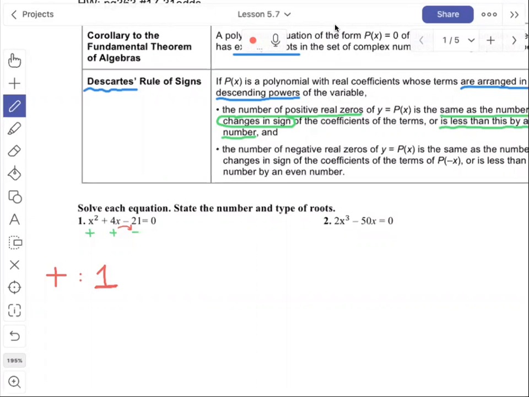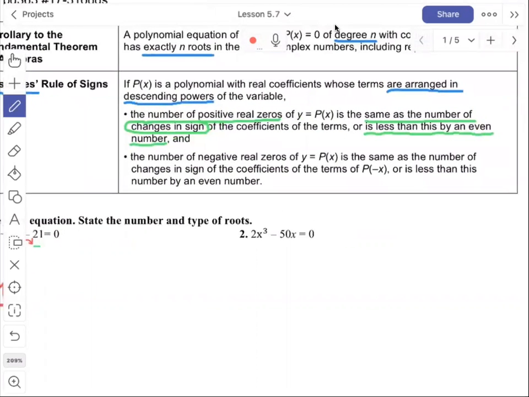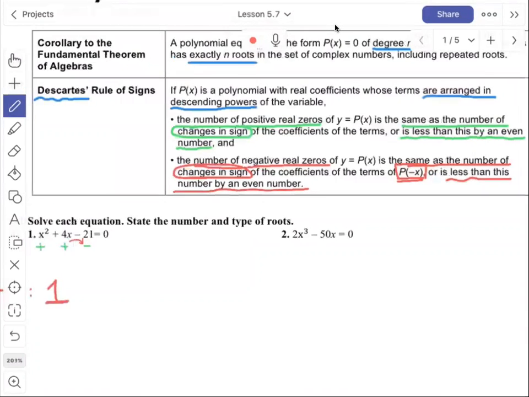All right, let's try this next part. The number of negative real zeros is the same as the number of changes in sign, again, of the coefficients of the terms of p of -x, or less than this by an even number. Okay, so it's like the exact same thing, but instead I need to find p of -x.